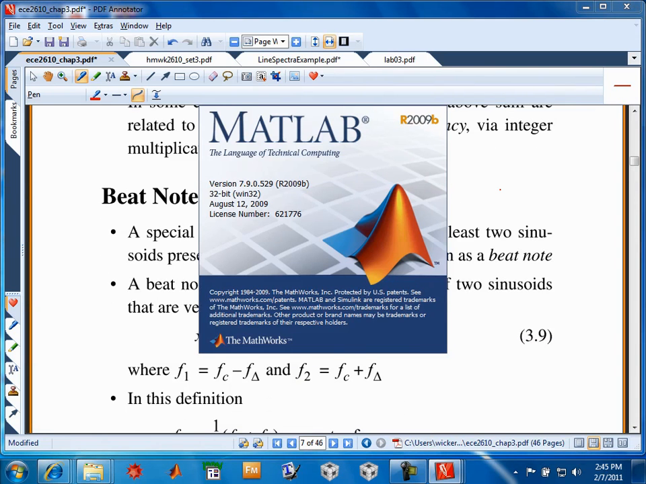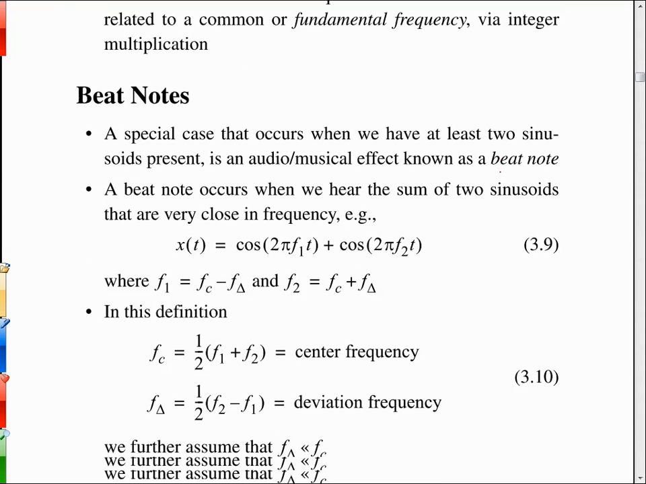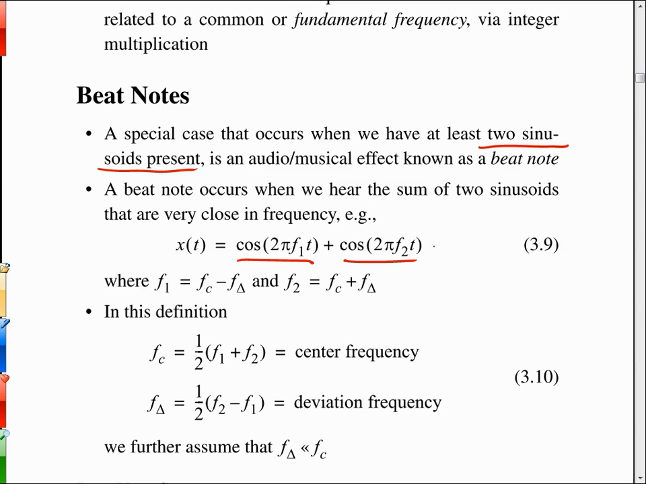A beat note occurs when you've got multiple sinusoids present, in particular at least two sinusoids present. And the terminology the book comes up with, beat note, is based on music theory. When you're trying to get 2 instruments to play in tune and they're not quite in tune, you listen to that and you hear this beating sound. So we're taking the case of a cosine at F1 and a cosine at F2 being superimposed, and we're saying that the frequency difference between those 2 sinusoids is this F delta.